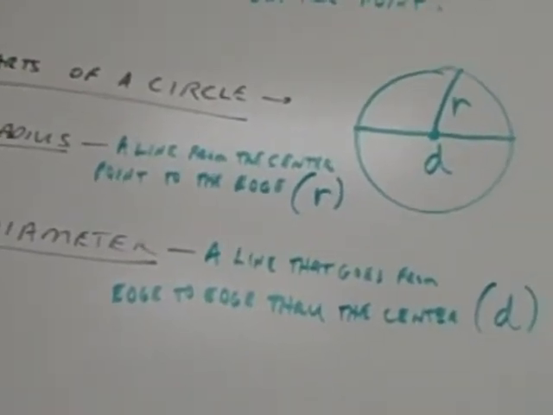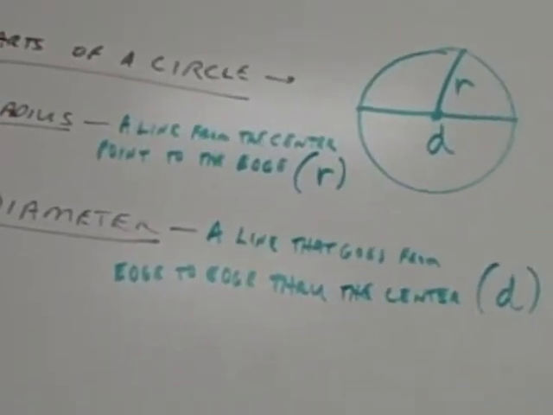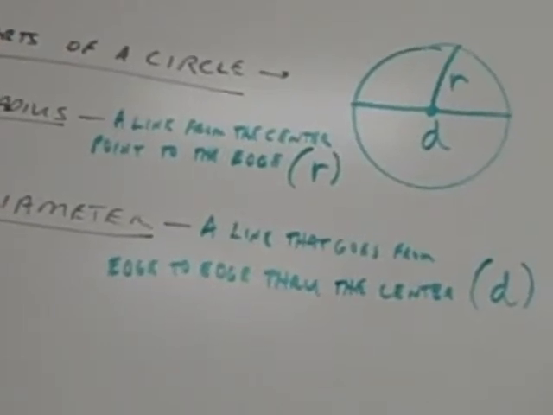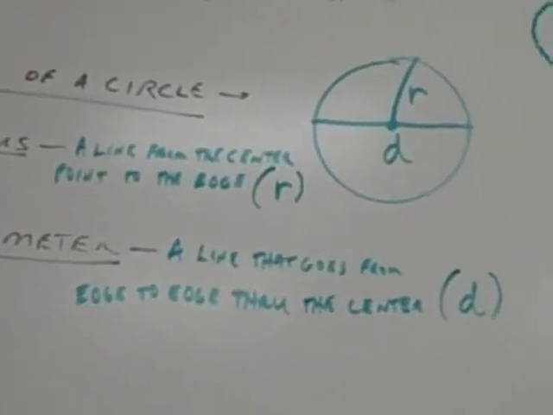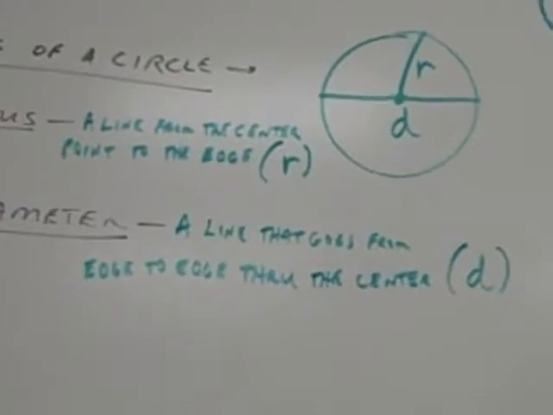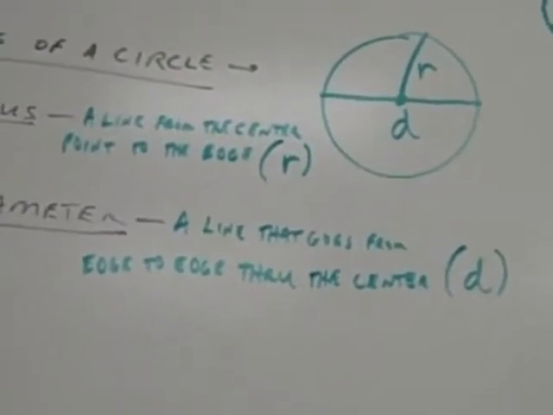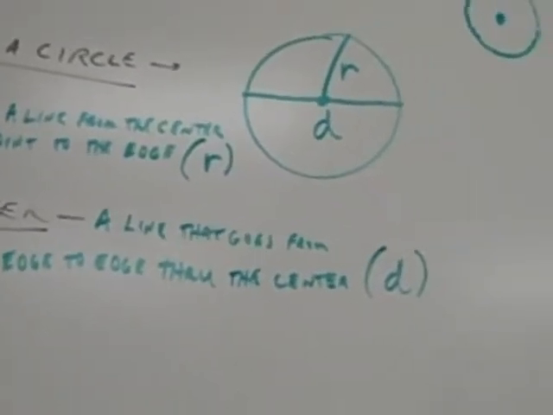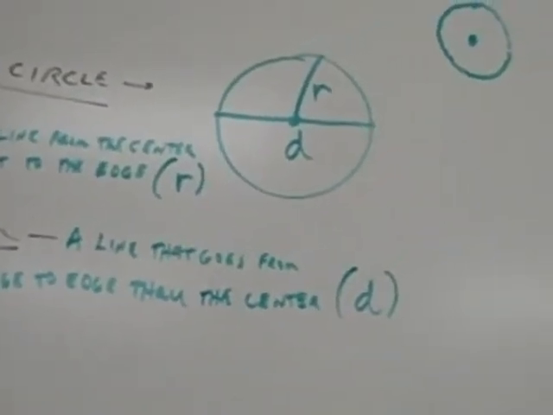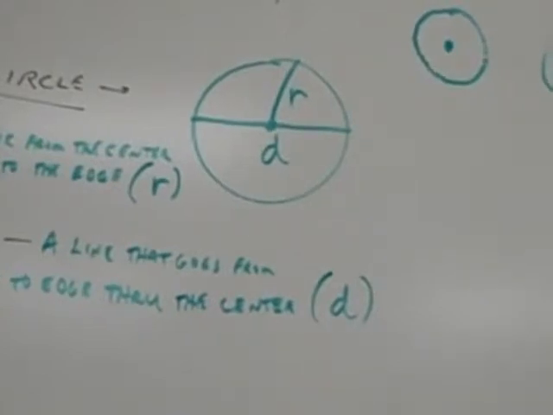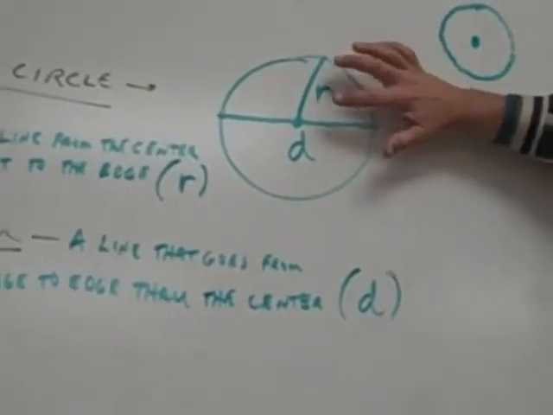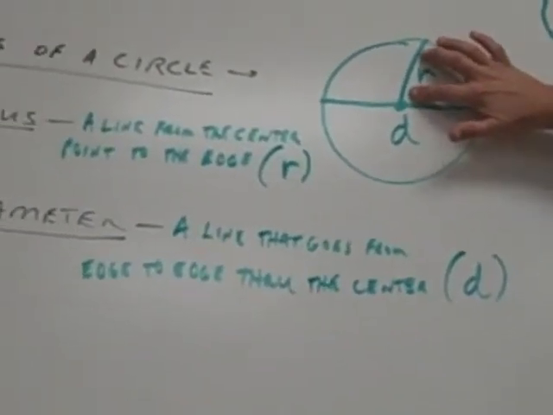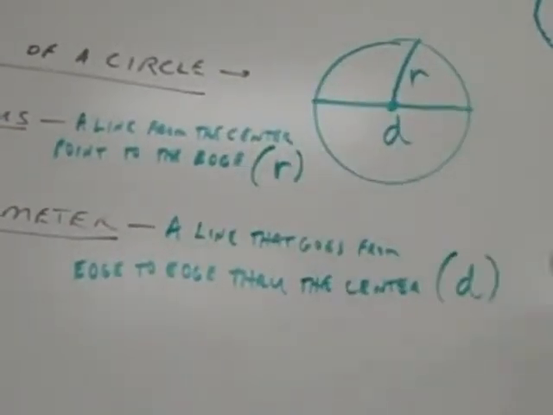Now, can someone tell me the relationship between R and D? Mike: Diameter is half the radius. Think of what you said there. Maybe you want to change. Radius is half the diameter. There you go. Thank you, Maddie. You had it backwards there. The radius is half of the diameter.